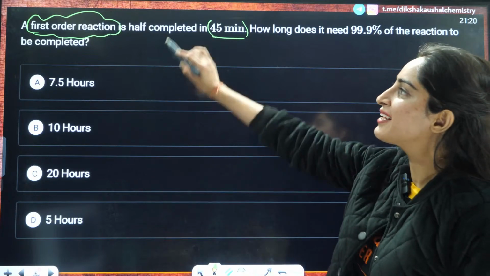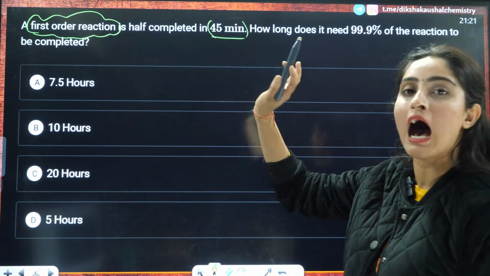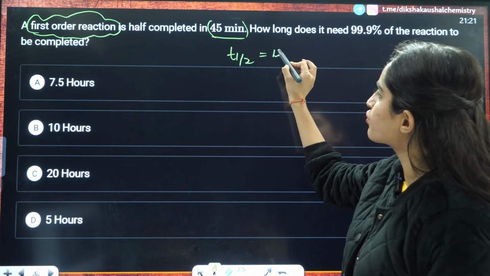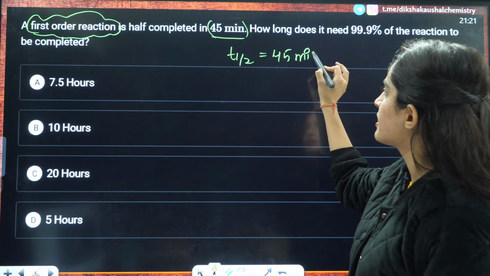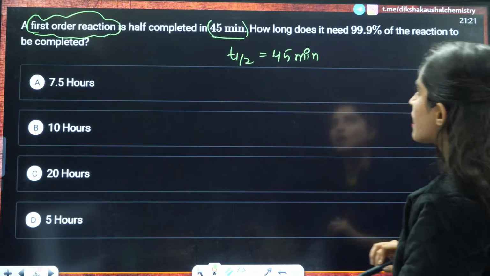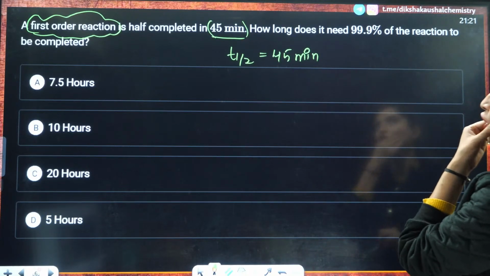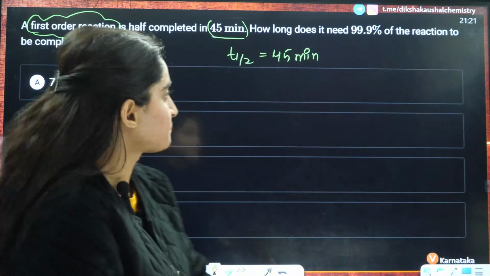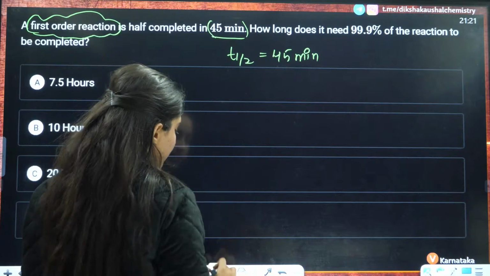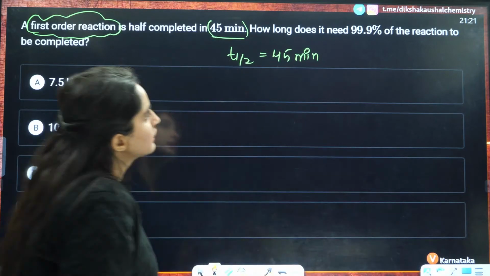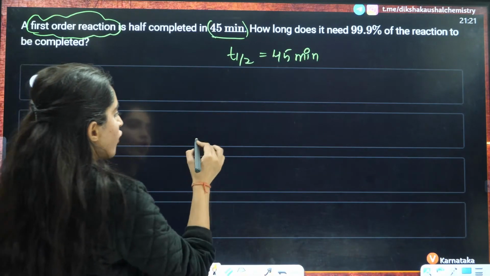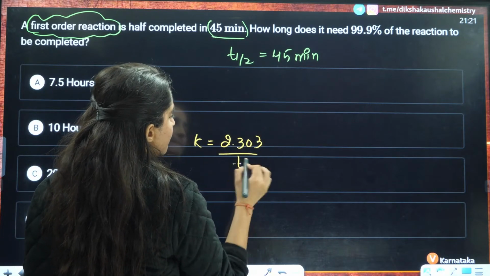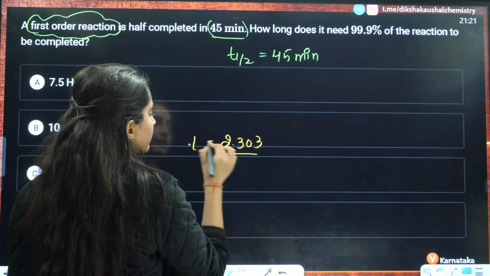Don't worry about that. So the first order reaction is half completed. That means they are saying that T half is equal to 45 minutes. How long does it take for 99.9% of this reaction? Now tell me, students, you need to calculate how long it takes. So K is equal to 2.303 by T, so you can just reciprocate this.